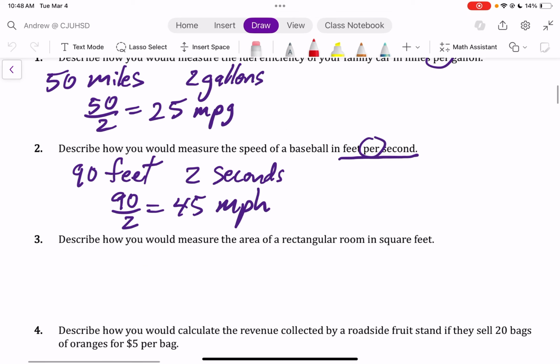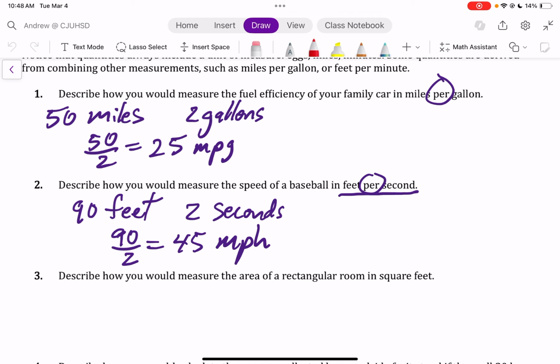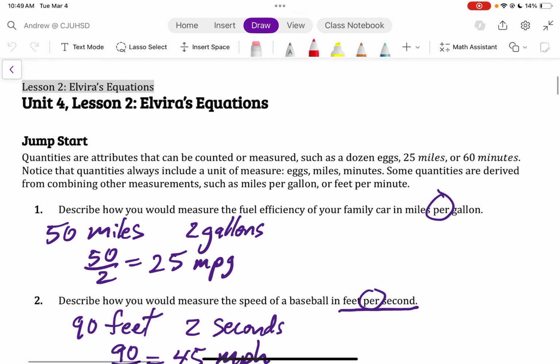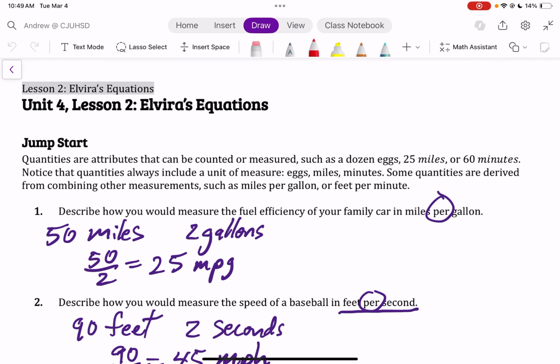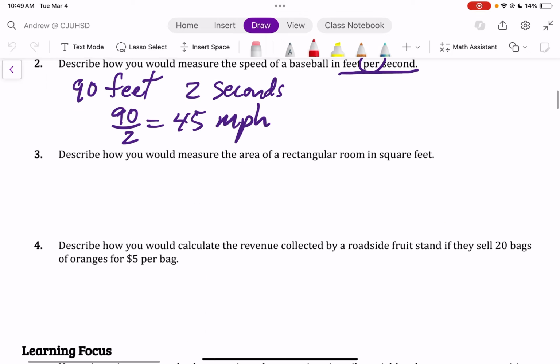And then number 2 is talking about feet per second. How fast would a baseball go? It's 90 feet between bases. If that took 2 seconds, the ball would go 45 feet per second between the bases. So again, that would be division, feet per second. So our lesson is really about using units and also solving equations that have more than one variable.